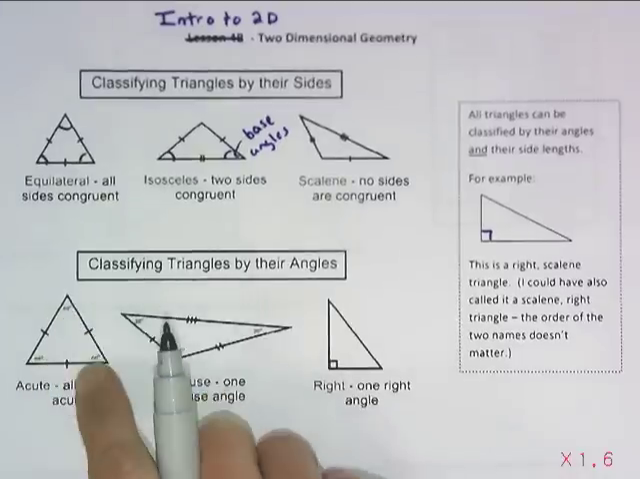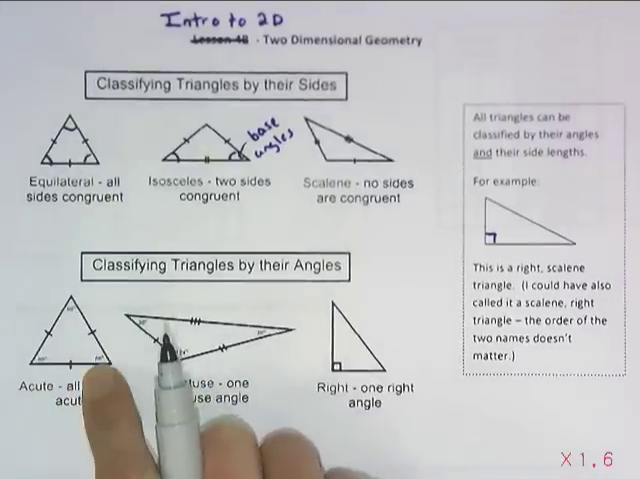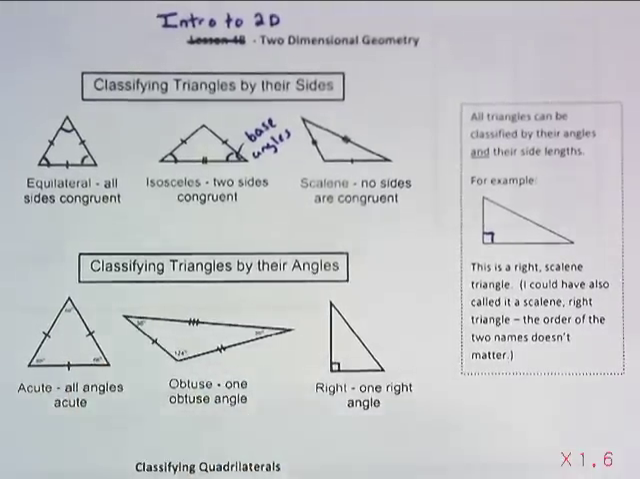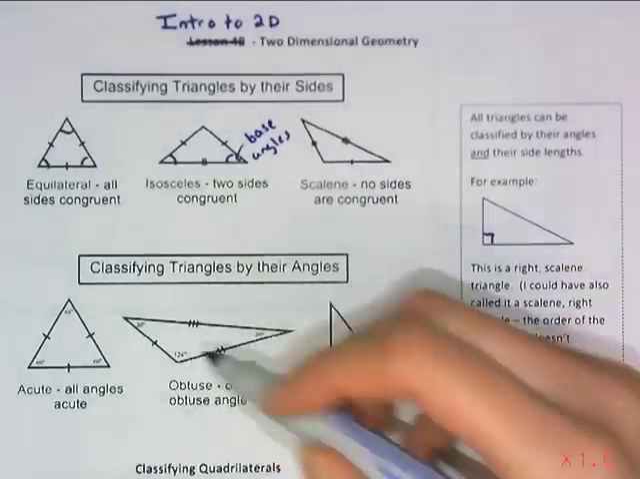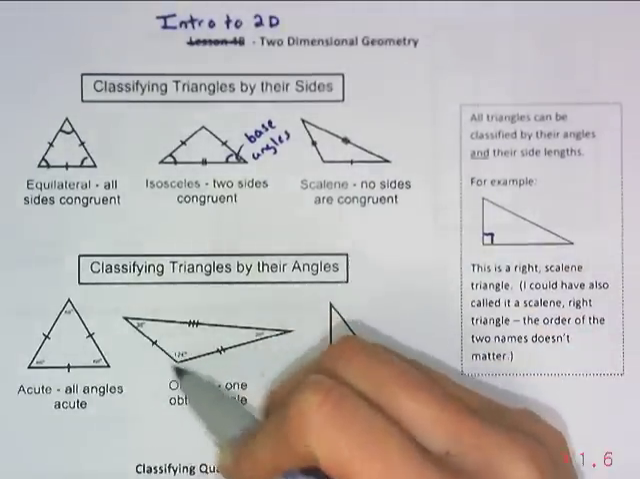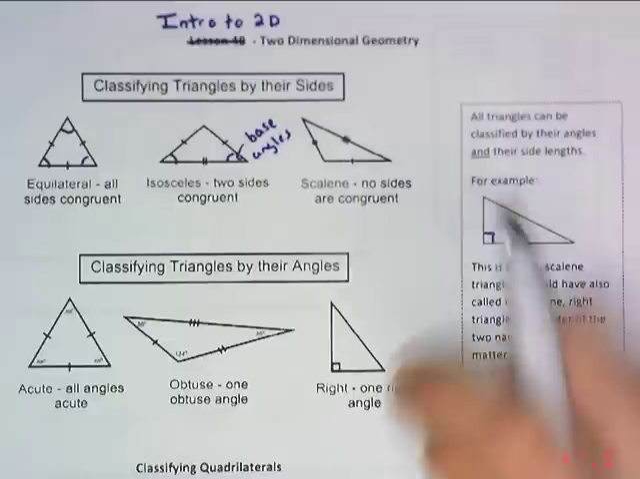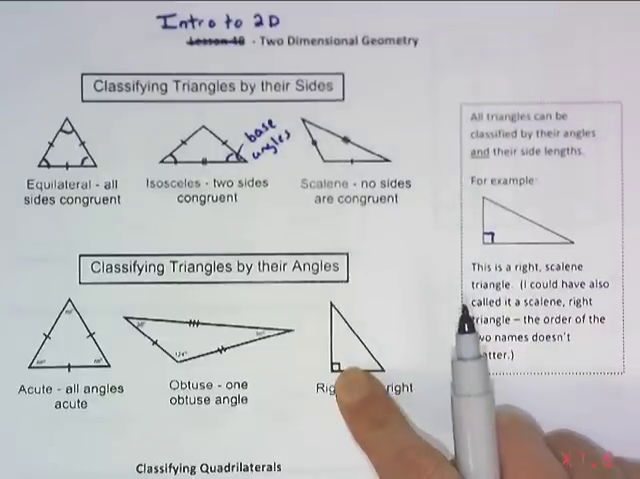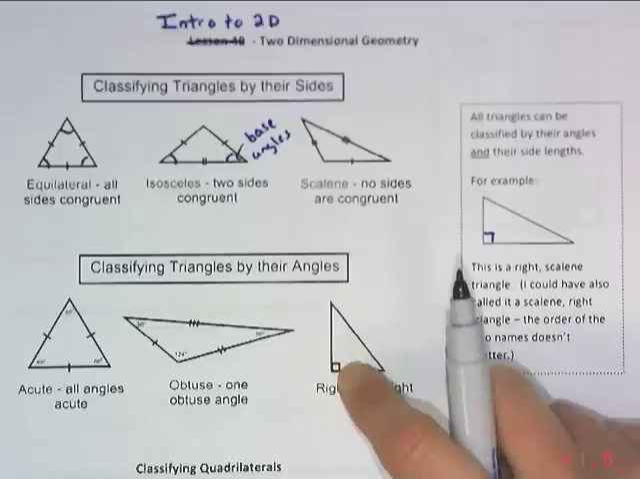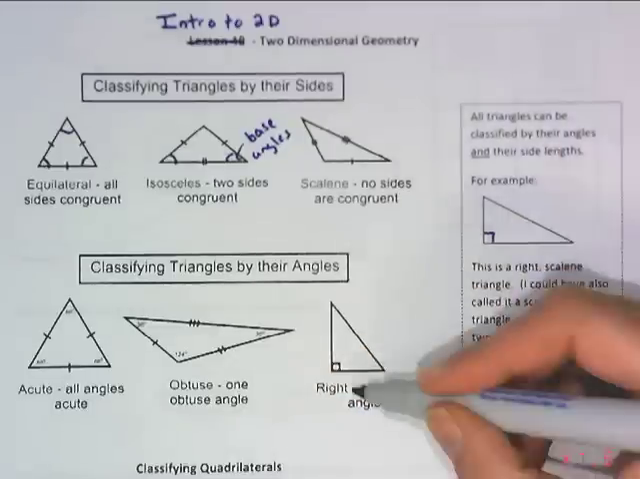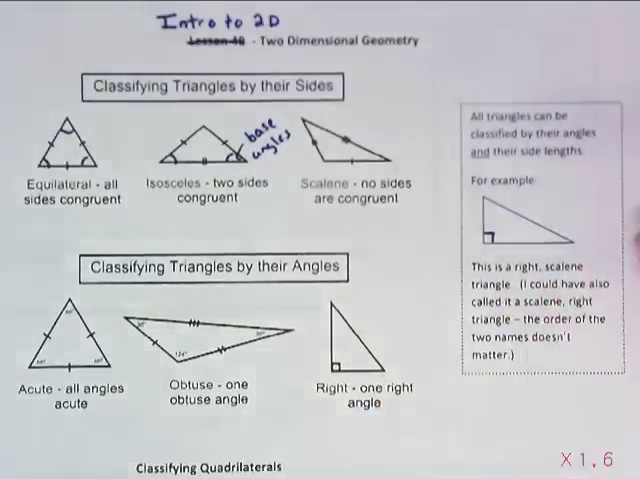If all 3 angles are smaller than 90 degrees, you refer to that as acute. If you have one angle that is bigger than the 90-degree angle, that classifies it as obtuse. And then you should see the sign that says that it is a right angle with this little notation right here. So if it has one right angle, you refer to it as a right triangle.